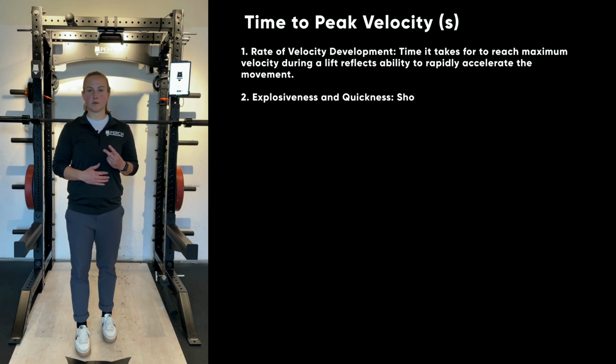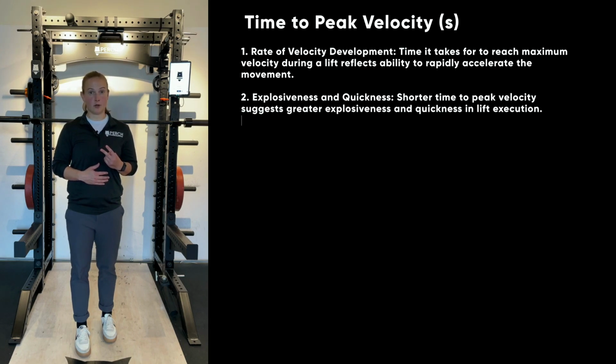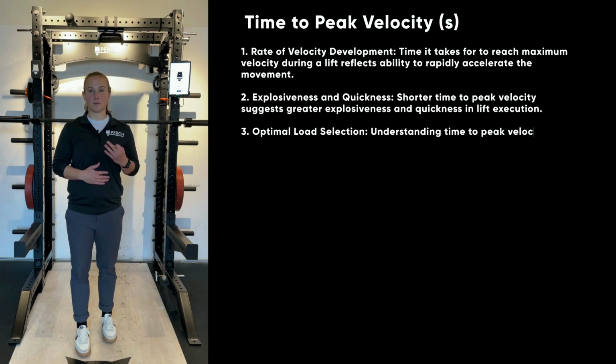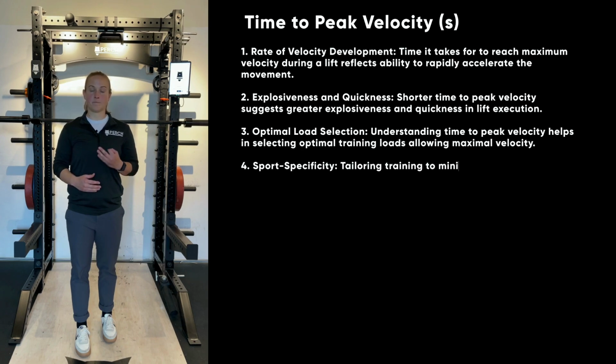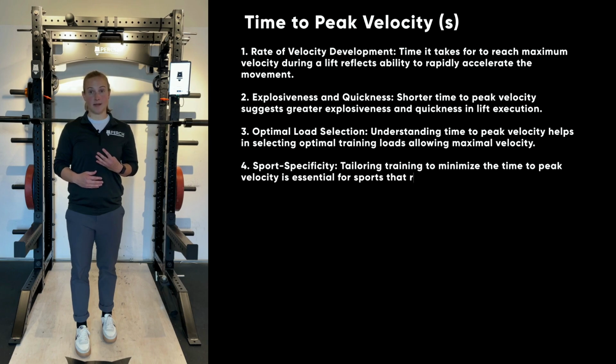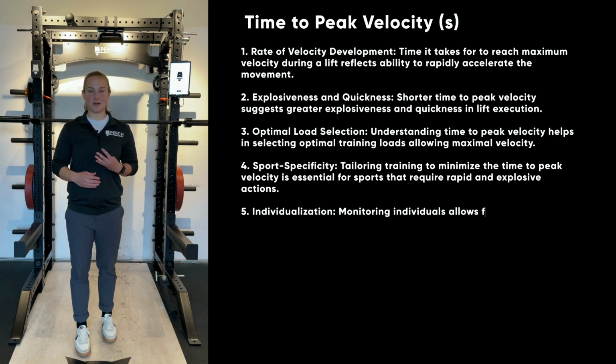Number 2, explosiveness and quickness. A shorter time to peak velocity suggests greater explosiveness and quickness in the execution of a lift, crucial for sports involving rapid movements. Number 3, optimal load selection. Understanding the time to peak velocity helps in selecting optimal training loads that allow athletes to maximize velocity efficiently. Number 4, sport specificity. Tailoring training to minimize the time to peak velocity is essential for sports that require explosive actions, such as sprinting or jumping.